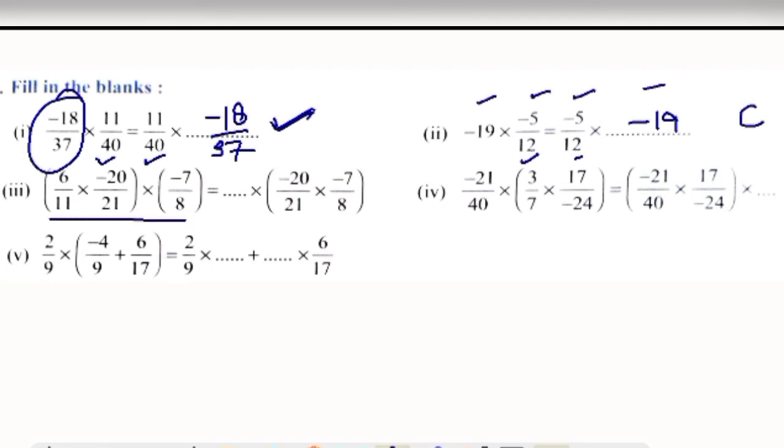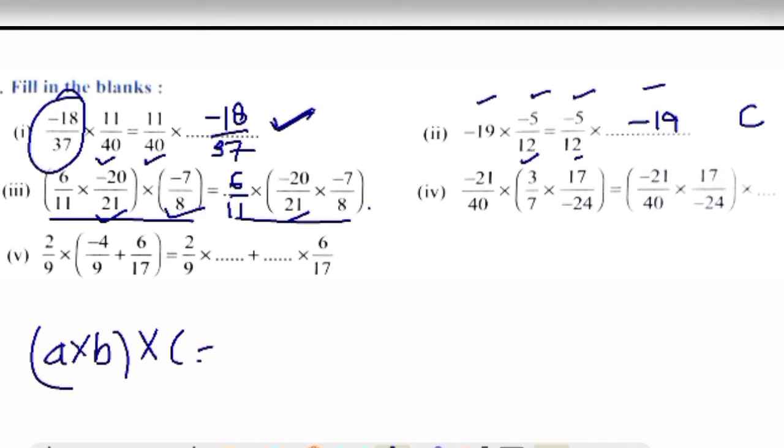In this one we are multiplying three numbers. Okay, so 6 upon 11 is not on the right hand side. You will write here. 20 upon 21 of minus sign is on both the sides. Minus 7 upon 8 is on both the sides. Okay, and we are multiplying here three numbers. This is A multiply B in bracket multiply C is equals to A multiply in bracket B multiply C. So which property is this? Associative property.